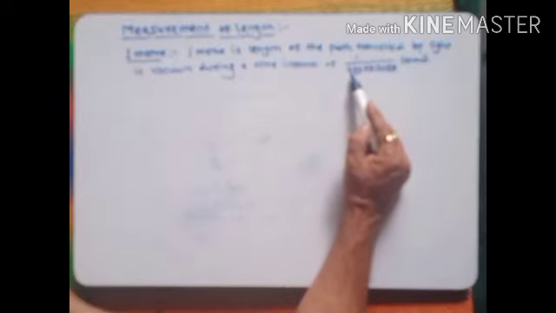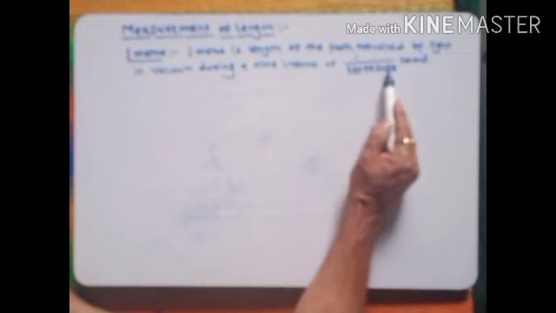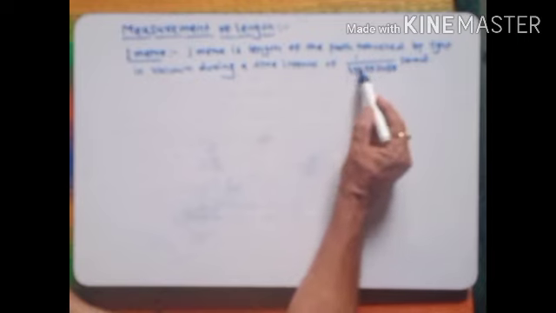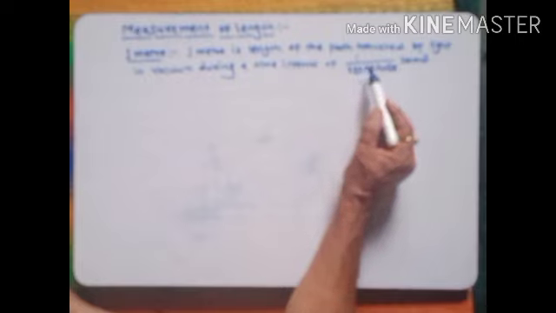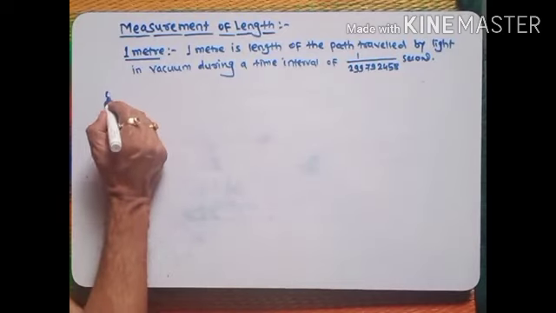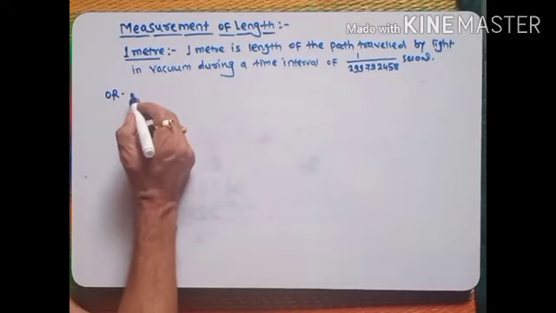That means this much, 1 2 3 4 5 6 7 8 9, this many digits are there, that is a fraction of a second. In that time, the path traveled by light in vacuum, that distance we call 1 meter. Are we right here? Suppose another definition of 1 meter.